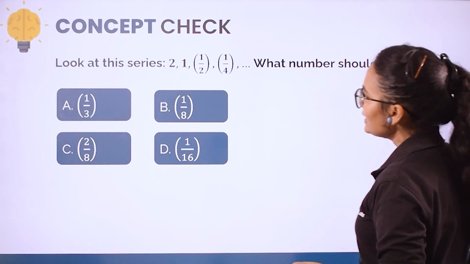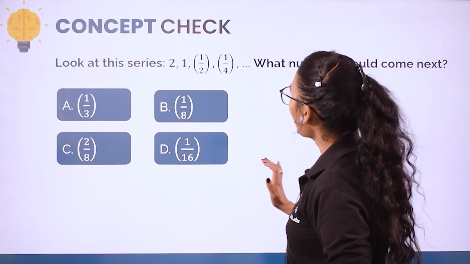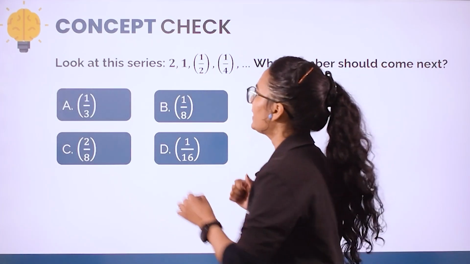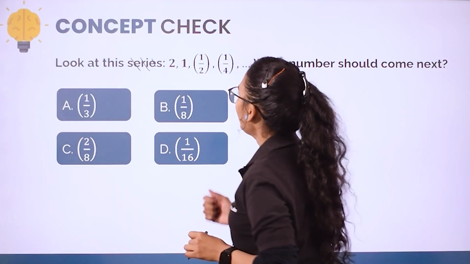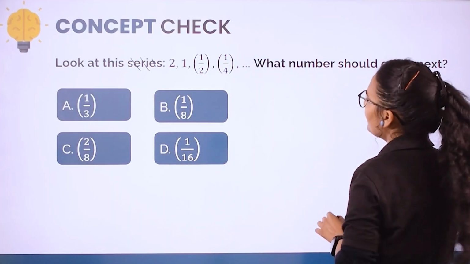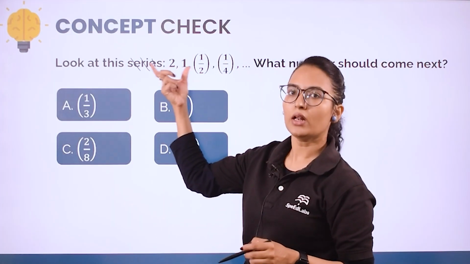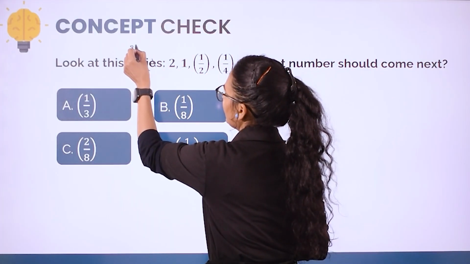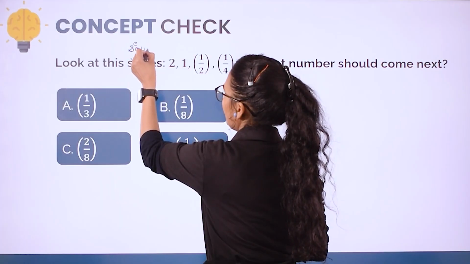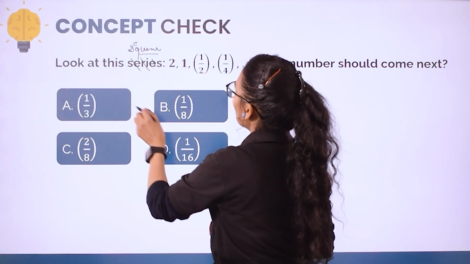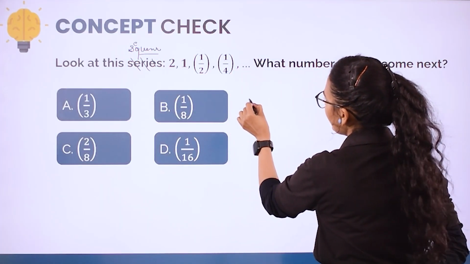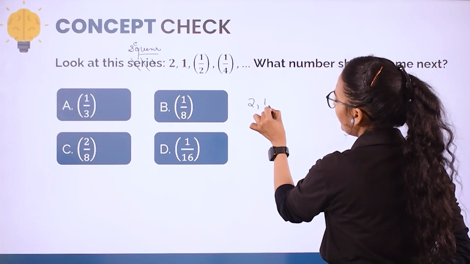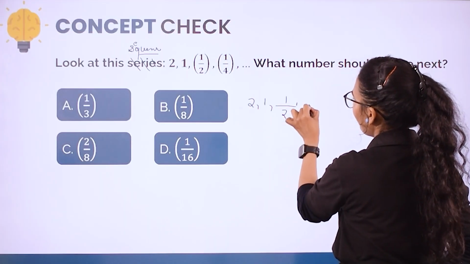Next question, look at this series, and actually it's a sequence here. There is no addition sign. This is a sequence. So what number should come next? I have to find out the general rule that is defining this sequence. It's a sequence, not a series. So here, what is the sequence given to me? 2, 1, 1 by 2, 1 by 4.